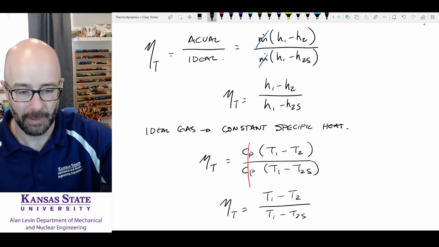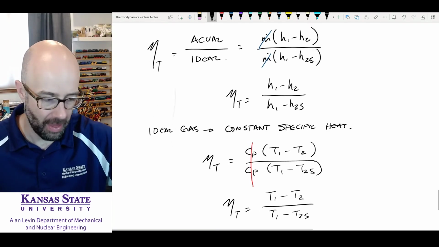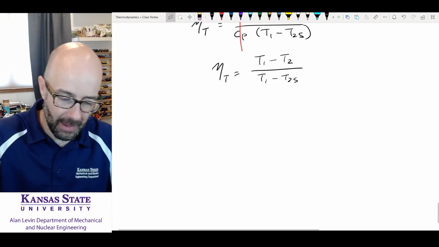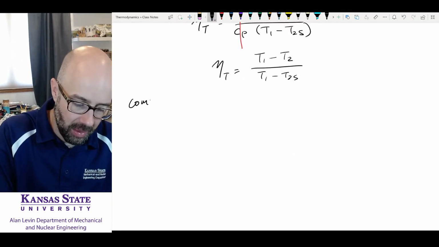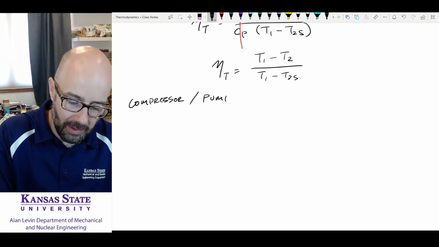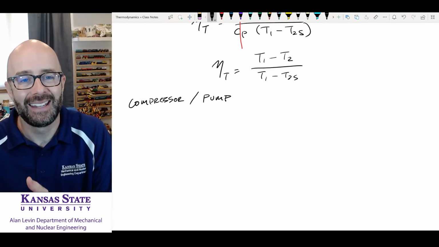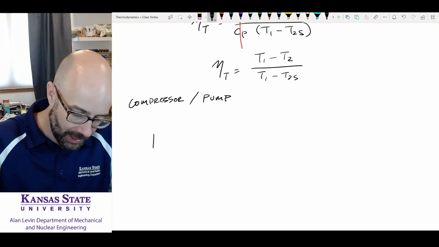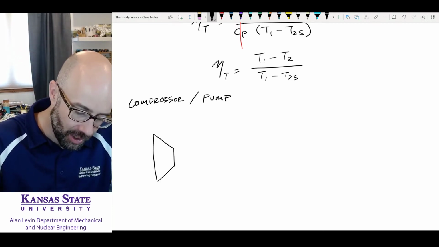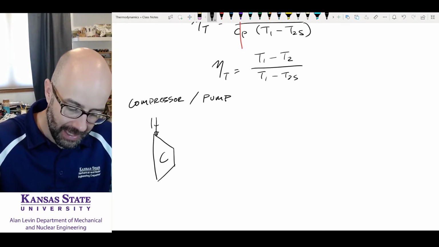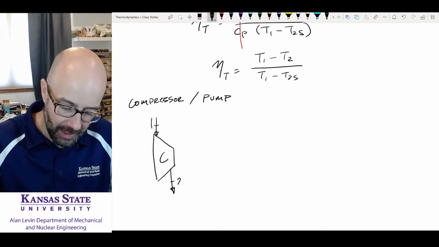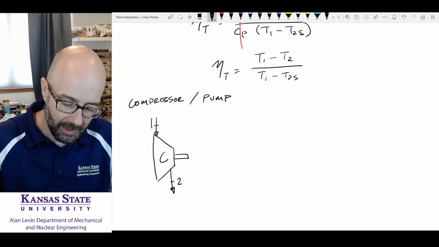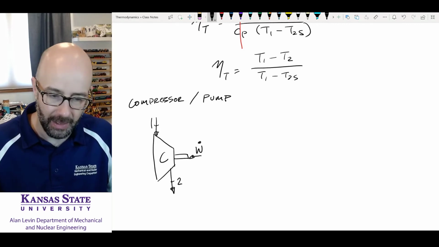The other thing I'm going to show you is how we're going to do this with a compressor or a pump. We know the compressor does gases, a pump does liquids. So again, I'll just do this for a compressor, same equation for a pump. We're going to be putting in some power here.